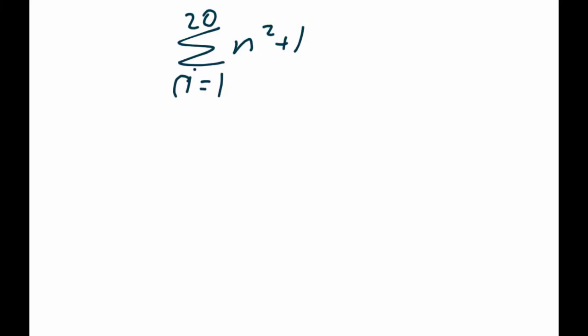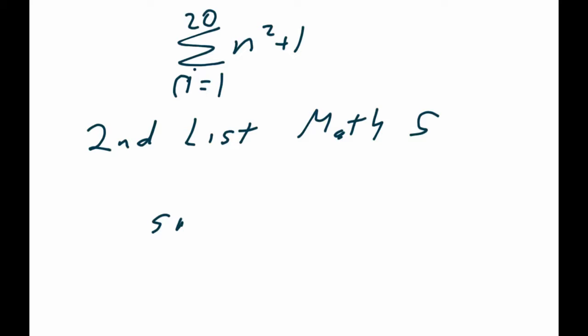Alright, this one has us doing this on a calculator. I'm going to go to my second stat menu, which is my list menu, and I go over to the math menu. Under number 5, it says sum. Then I go back to my list menu, go to operations, and then it says sequence. Now I know some of you have different ones on there.